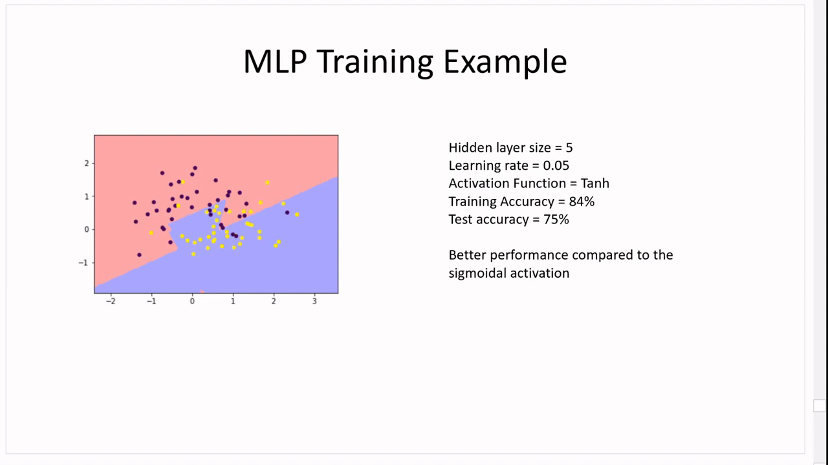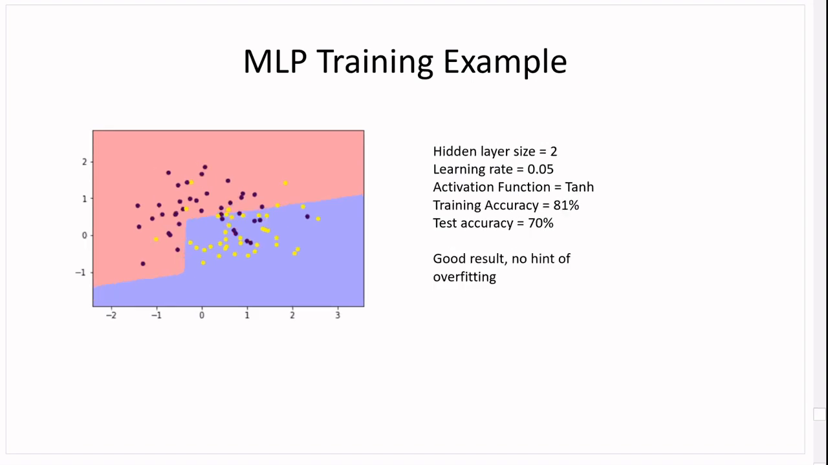Let's keep the hidden layer size 5, but let's change the activation function from sigmoidal to hyperbolic tangent. So if we do that, basically training accuracy becomes 84% and test accuracy is 75%. So if we compare this result with the result that we got with sigmoidal activation with 5 hidden units, you can see that hyperbolic tangent is giving slightly better performance or slightly better results.